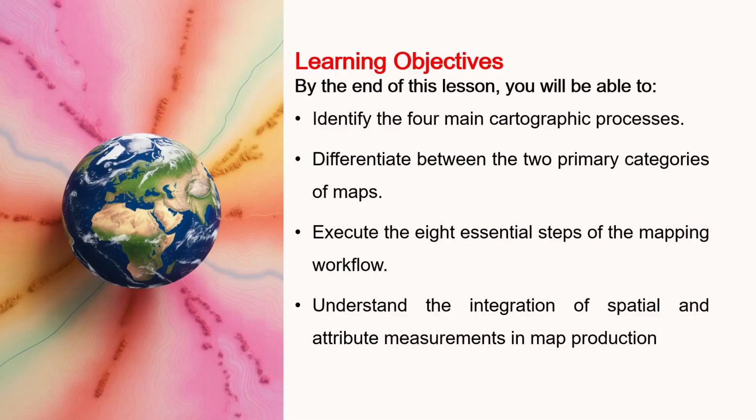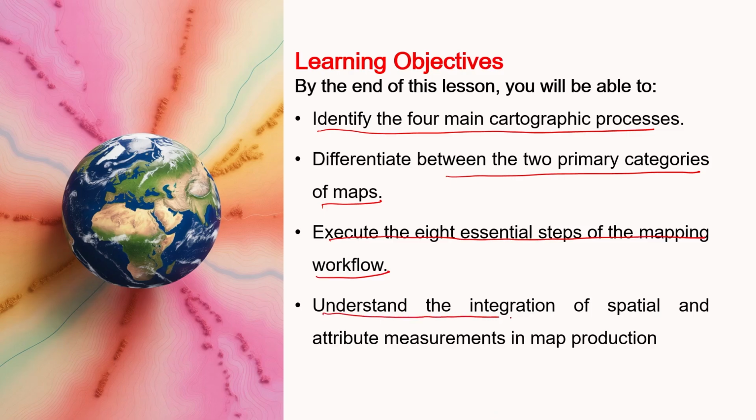So, number one is identify 4 main cartographic processes. What are the cartographic processes we have? How we are going to process step by step. Number 2, differentiate between 2 primary categories of maps. So, when you do your cartographic process, we have to think what type of maps we have, how we can design using different types of layout and other things. The third one is execute the 8 essential steps mapping workflow. These 8 essential steps are very important steps, and step by step we will discuss later.